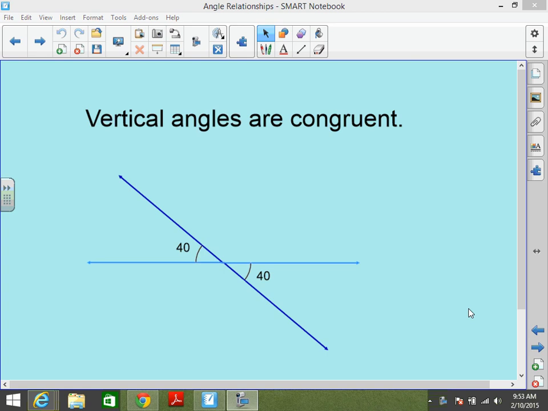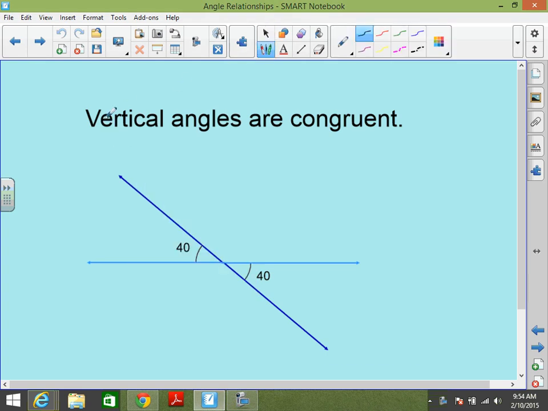Vertical angles. I want you to find your box, your graphic organizer. Find the box for vertical angles. In that box, I want you to add the sentence that you see on the screen. Vertical angles are congruent. And here is the symbol for congruent. Congruent means exactly the same. Vertical angles are congruent.